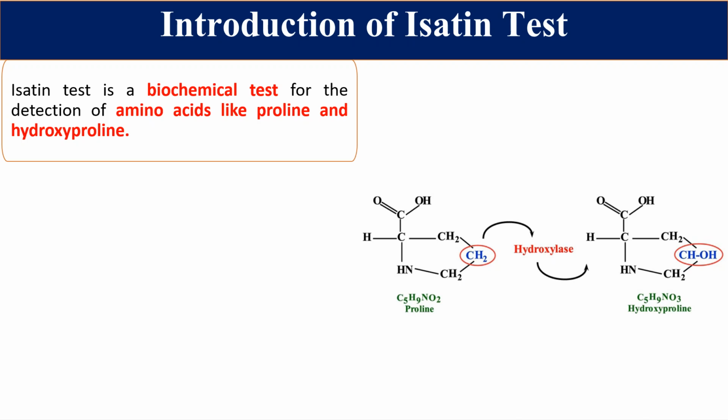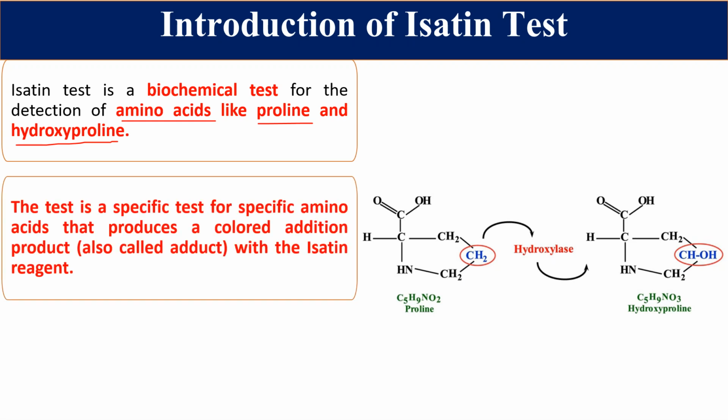This is a biochemical test by which we are going to detect two specific amino acids, that is proline and hydroxyproline. These are not exactly amino acids; here it's written amino acid, commonly we call them amino acids, but exactly they are imino acids. So this test is a specific test for specific amino acids that produces a colored addition product, which we are going to call an adduct. Adduct means addition product with the Isatin reagent.